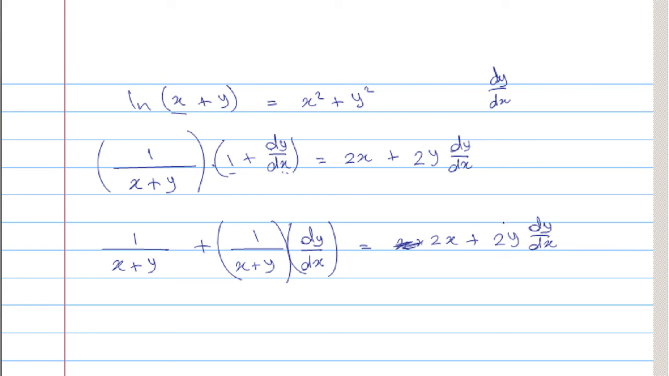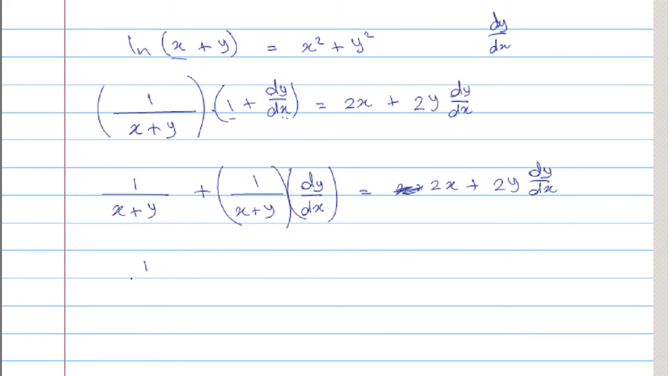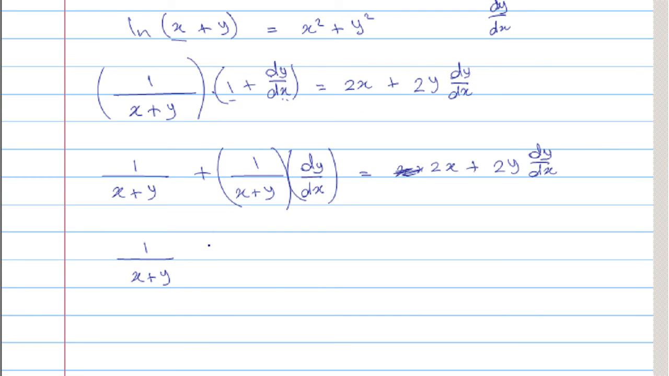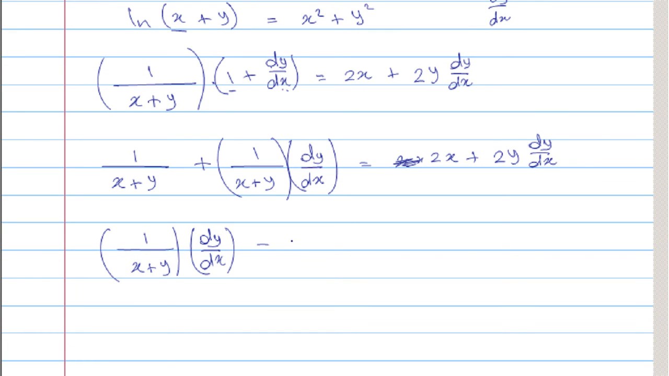Okay, now to make dy over dx the subject, I'll bring all dy over dx terms to the left hand side. So that gives 1 over (x plus y) times dy over dx minus 2y dy over dx, and that's equal to 2x minus 1 over (x plus y). And I've just taken this 1 over (x plus y) term to the right hand side.